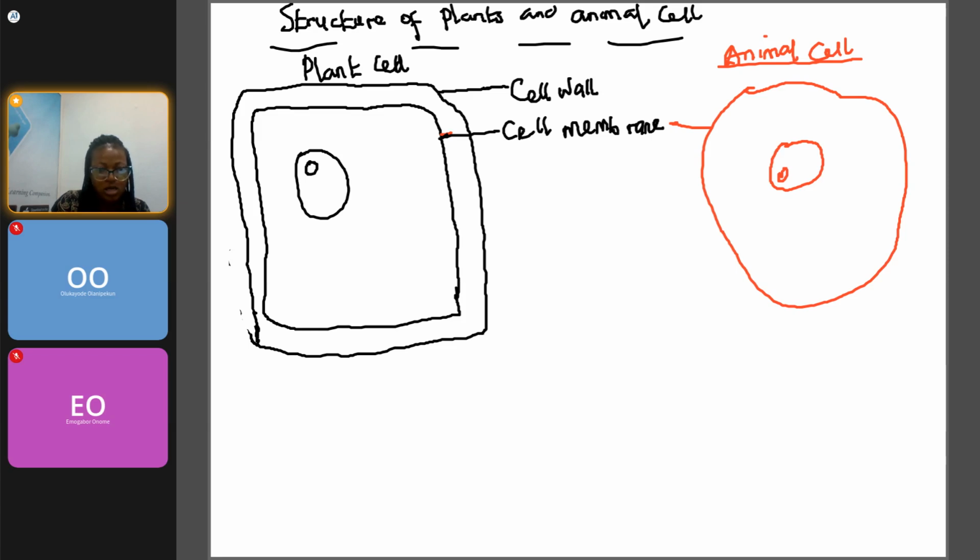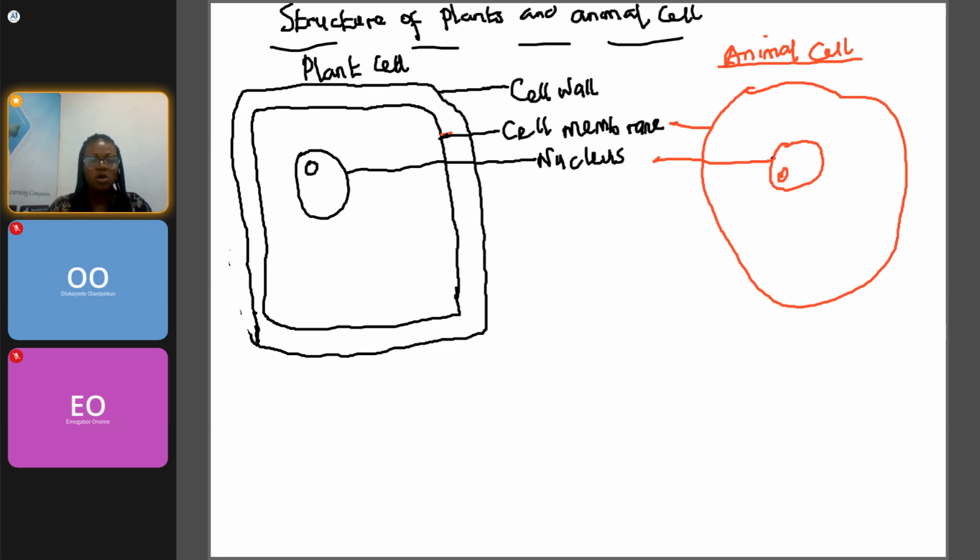which is this. This is the nucleus. And also this, for animal cell, is the nucleus. I hope we are getting it. I want you to note the similarities and the differences in the structure, including the function of the plant and animal cell. Okay, we have talked about the cell wall. I have explained the cell wall and the cell membrane.